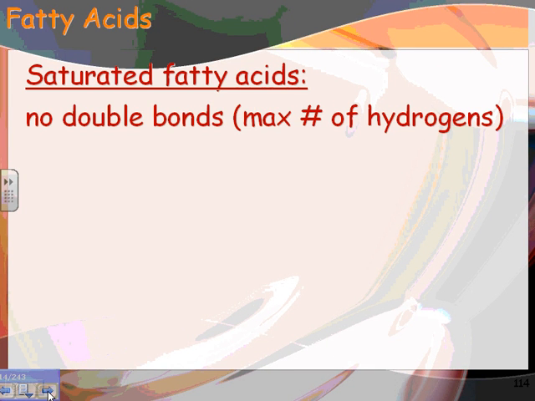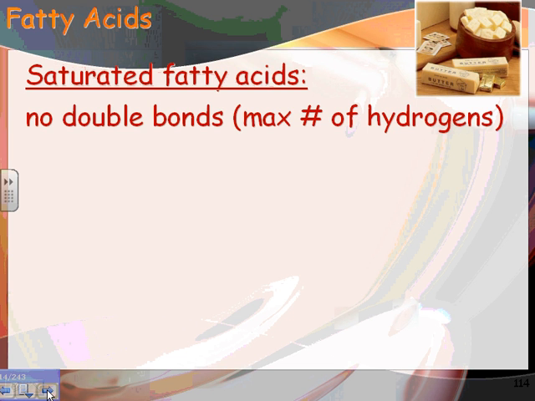So let's look at the saturated fatty acids. There are no double bonds. They have as many hydrogens as possible, so they're absolutely saturated with hydrogens, which is where they get their name from. They're found in animal fats.